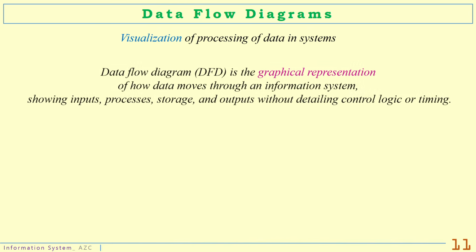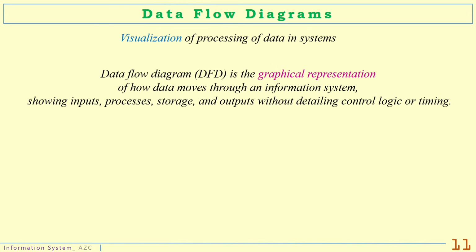Data flow diagrams. Visualization of processing of data in systems. Data flow diagram, DFD, is the graphical representation of how data moves through an information system, showing inputs, processes, storage, and outputs without detailing control logic or timing. It is the first step to create an overview of an information system.